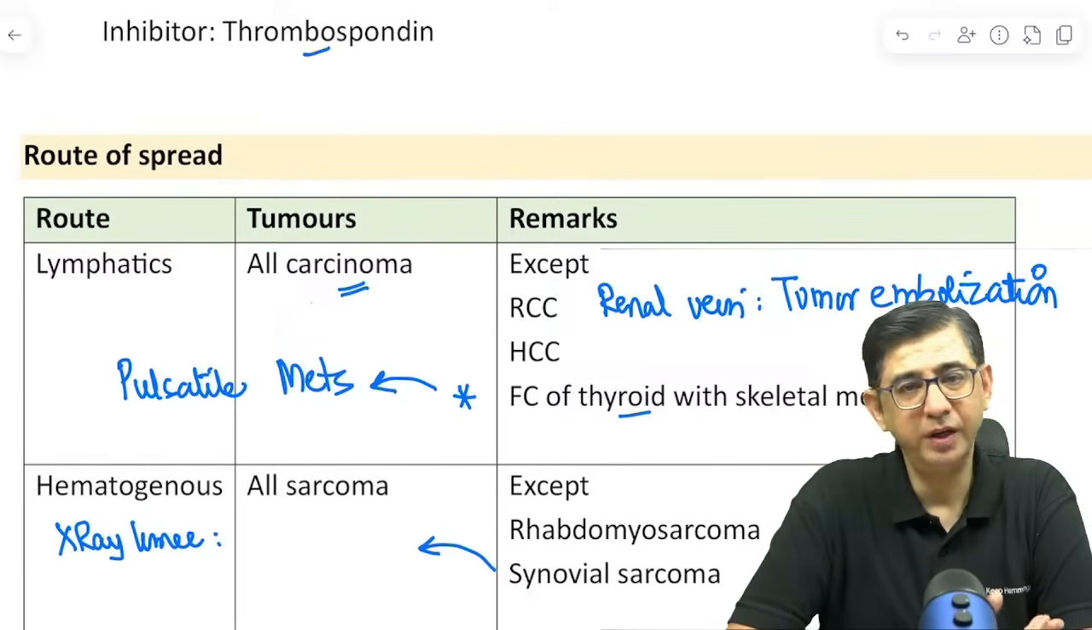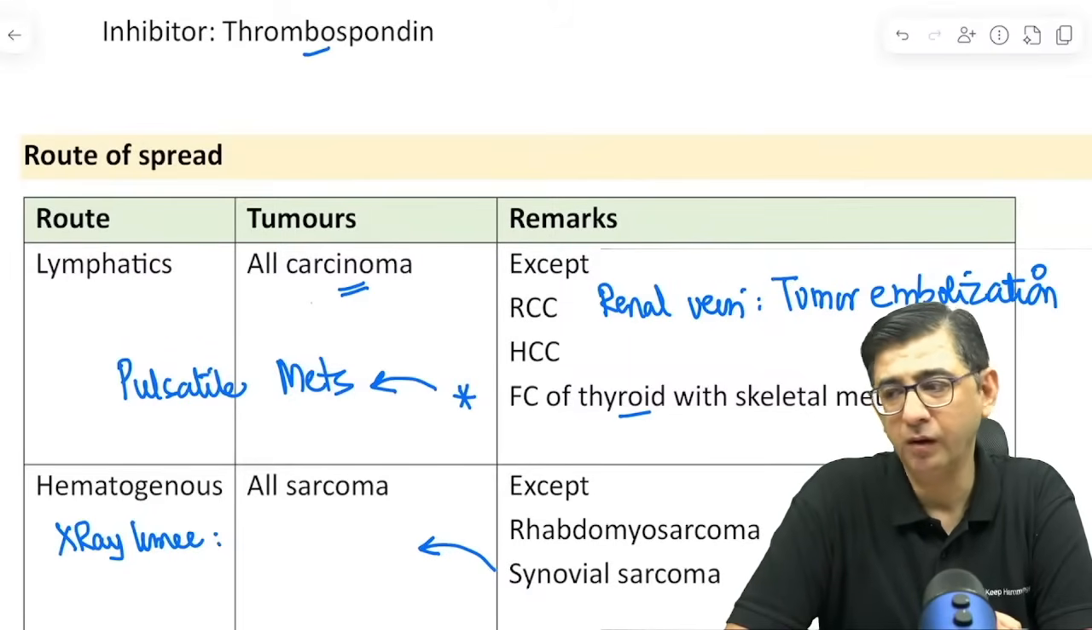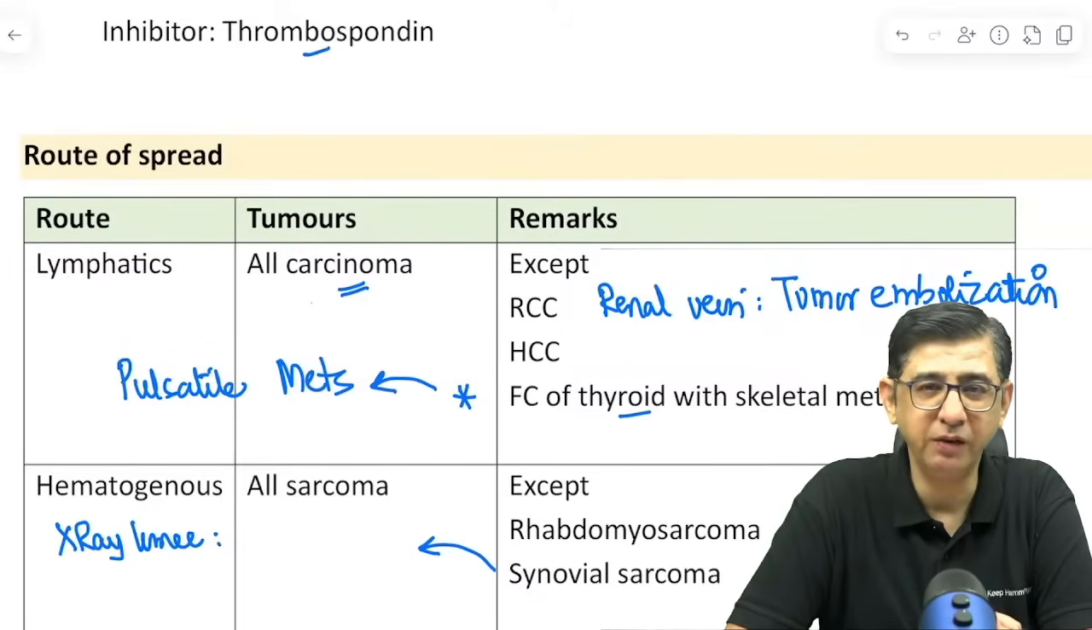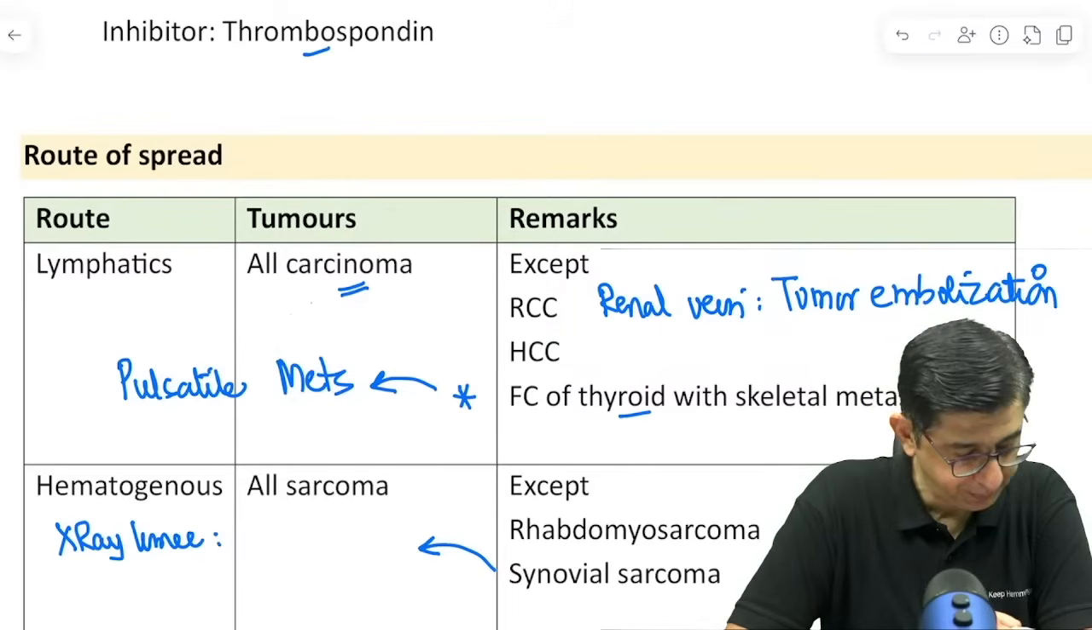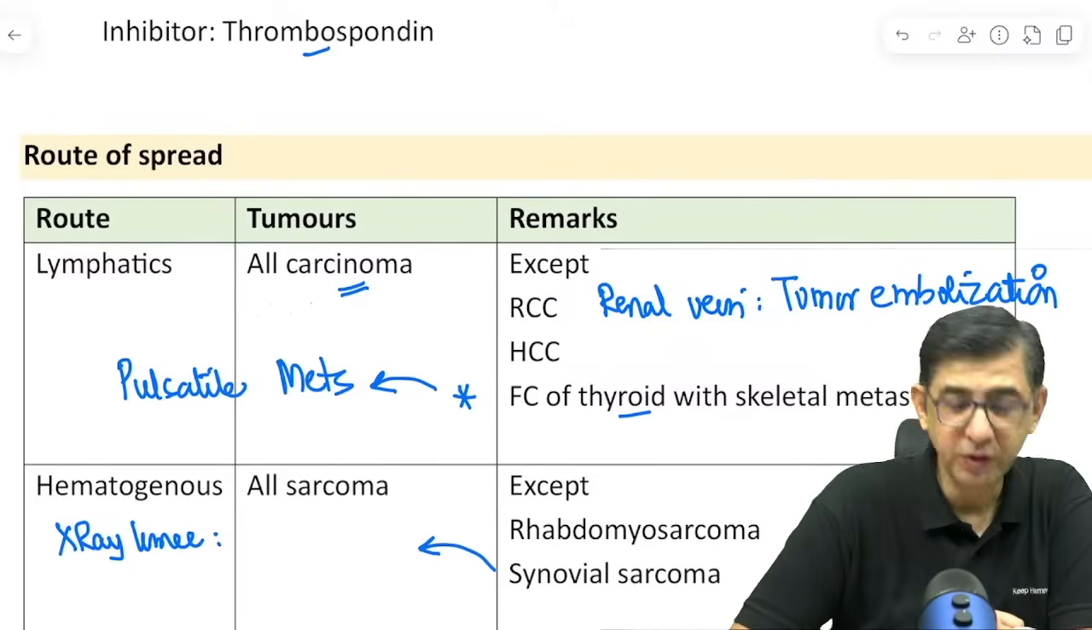Yeah. Obviously, the dissemination part in RCC. So when we do the staging in RCC, we will take into consideration the spread by the IVC to the heart as well. Yes, guys. Yes. X-ray of the knee joint for synovial sarcoma.